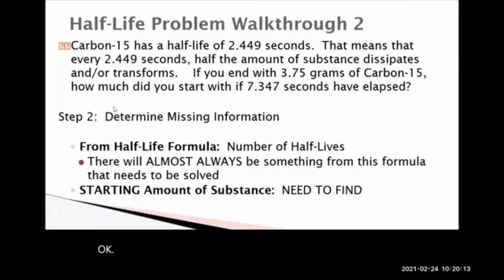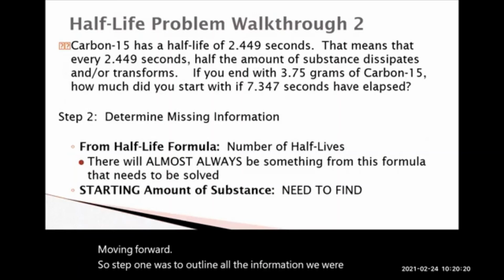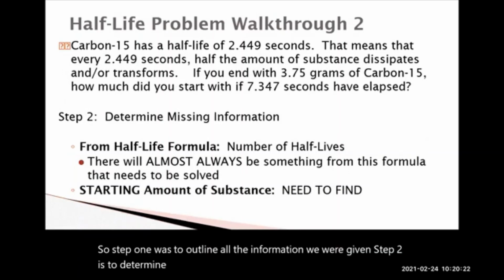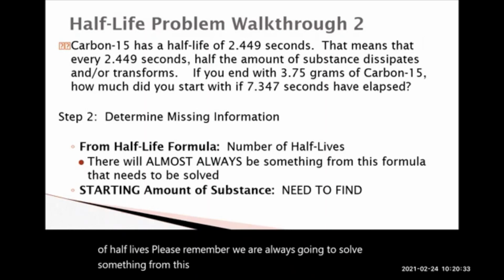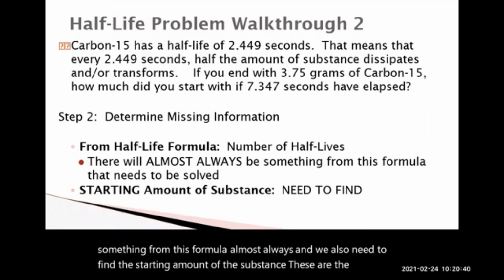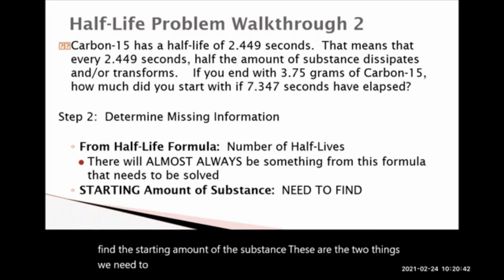Moving forward. If step 1 was to outline all the information we were given, step 2 is to determine the missing information. I always look to my half-life formula to see what is missing. We are missing the number of half-lives. Please remember, we are almost always going to solve something from this formula. And we also need to find the starting amount of the substance. These are the 2 things we need to solve for this problem.